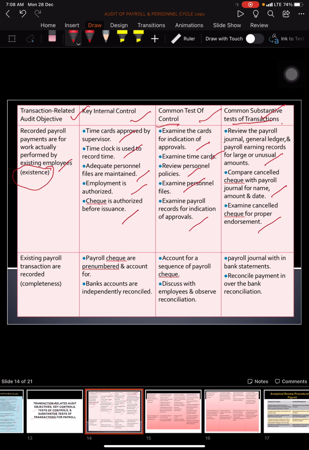And then for completeness, we can see that payrolls are pre-numbered and accounted for. Bank accounts are independently reconciled. So this one I think you can read on your own, how to test the control and how to do the substantive testing.